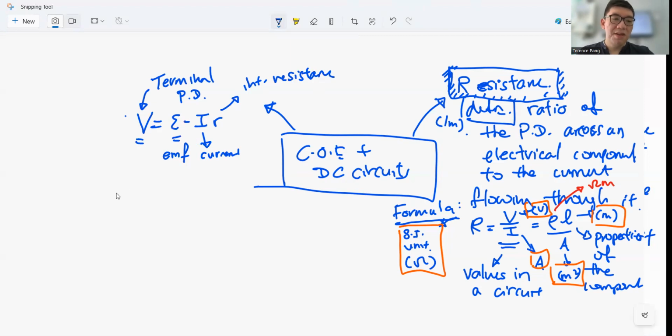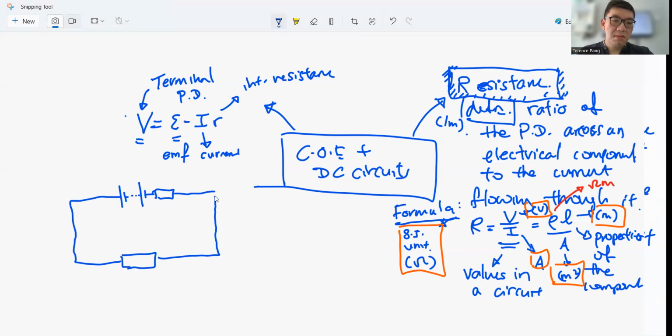So as you write down this formula, you have to know how the circuit looks like. This is your small r, it's your I, it's your big R, and this is your E. So potential difference is VT actually. So there's a T here. Your VT is over here.